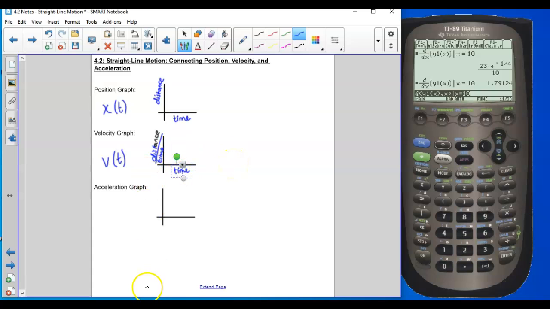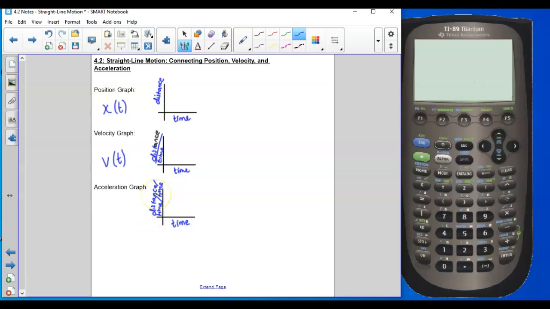And then for acceleration, the units are going to be distance divided by time divided by time. So distance over time over time. And your x-axis will still be time. A lot of times, you'll also see that as distance divided by time squared. So it might be feet per minute squared there. And we almost always call acceleration a of t. So, let's look at a problem.